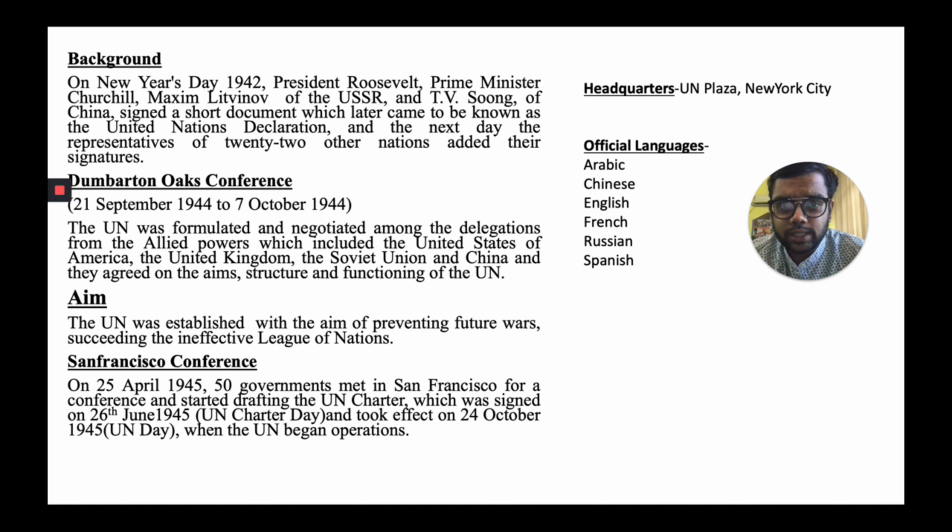Now after that, in September 1944, a conference was held which came to be known as the Dumbarton Oaks Conference. This conference was held over 2 months, from September 1944 to October 1944, and it is here that most of the negotiations and formulations with regard to the United Nations happened. There was one main aim of the United Nations, and that was to prevent future wars and succeed the ineffective League of Nations. After a year, at the San Francisco conference, 50 governments met and signed the UN Charter.